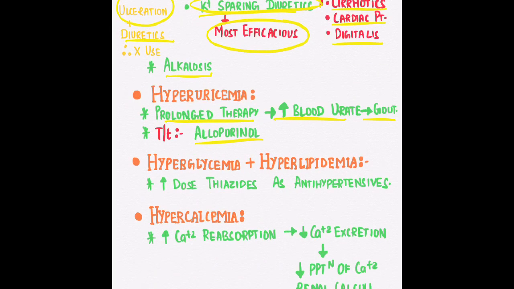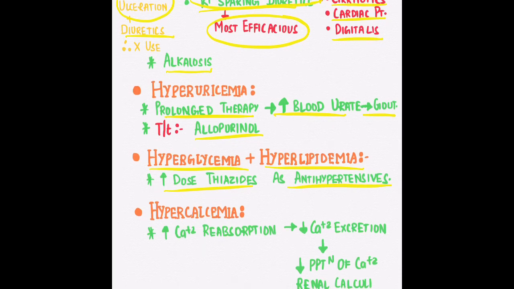Thiazides may also cause mild hyperglycemia and hyperlipidemia. It occurs when high-dose thiazides are used as antihypertensives. This is due to the fact that prolonged use of thiazides as antihypertensives may cause hypokalemia, which decreases the insulin release from the pancreas, therefore causing hyperglycemia and hyperlipidemia.